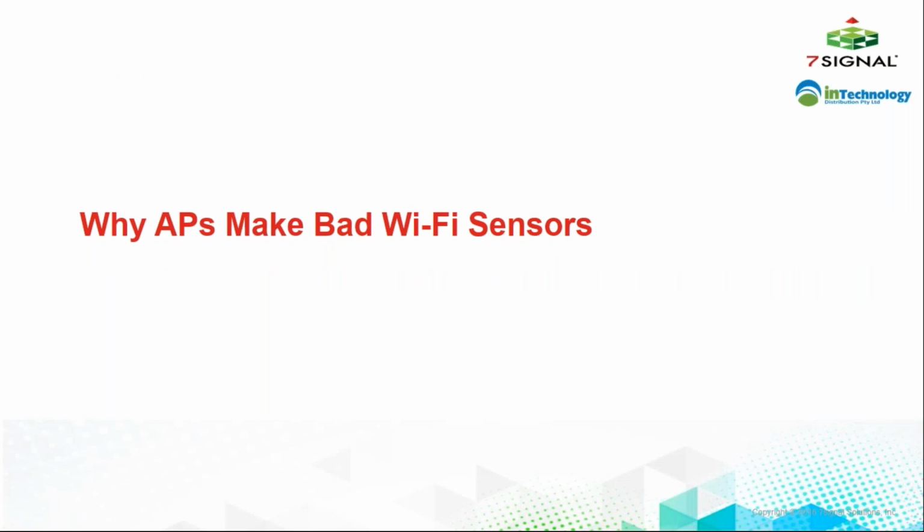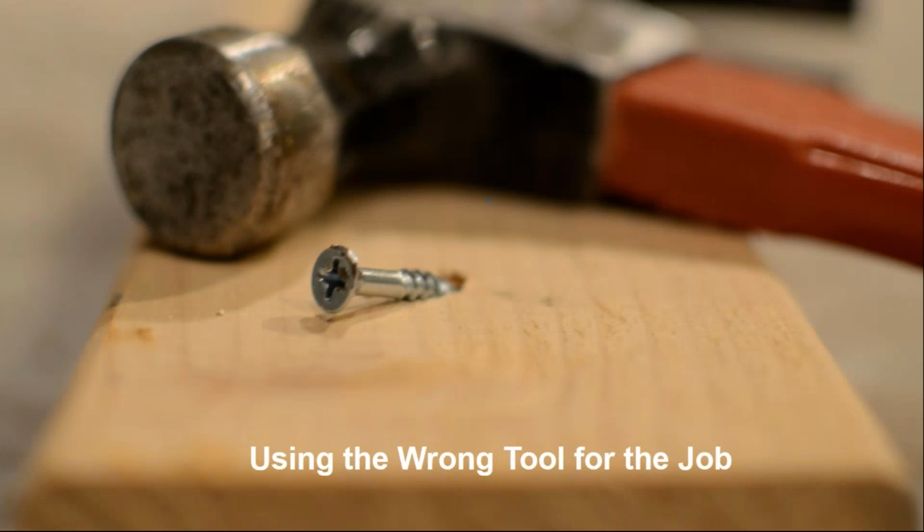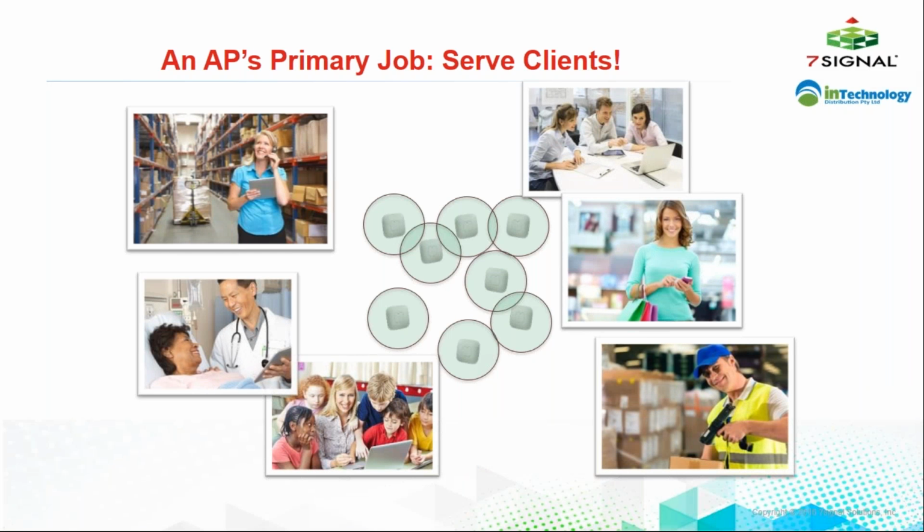Perfect. Okay, great. So here we go. It really comes down to this, my friends: using the wrong tool for the job. What exactly do I mean by that? Let's take a closer look. An AP's primary job truly is to serve clients. That's what it was created to do, and that's what it does quite well. On our screen here, we've got a lot of really satisfied and happy people because we've got a well-designed network, and a lot of people are using that network to get their jobs done.